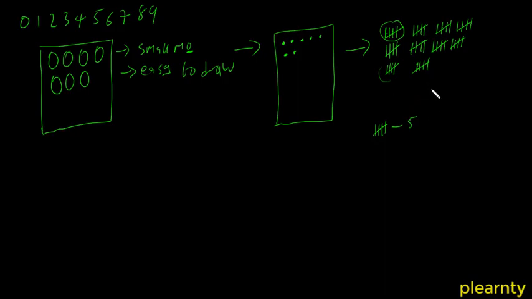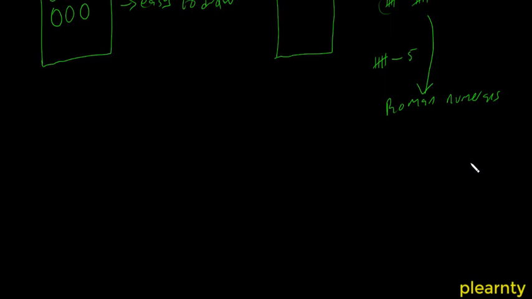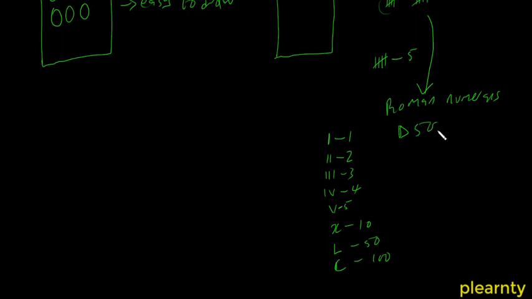And apart from these, we also have another method called Roman numerals. Roman numerals are symbols. They are very easy symbols as well. You can just say I is 1, II is 2, III is 3, IV is 4, V is 5, X is 10, L is 50, C is 100, D is 500, M is 1000, X bar is 10,000.